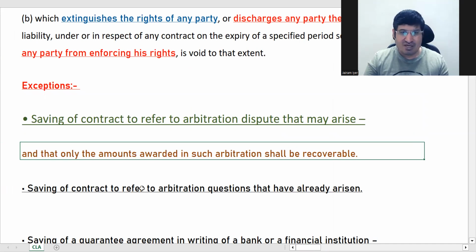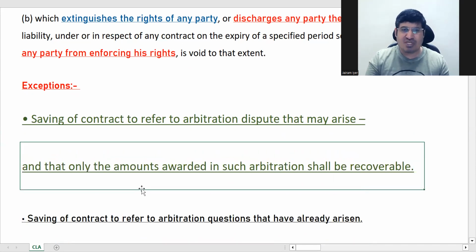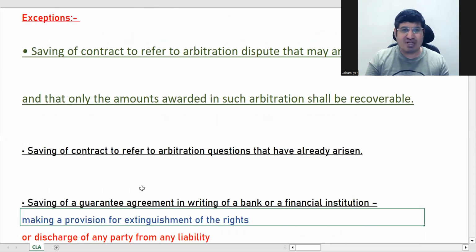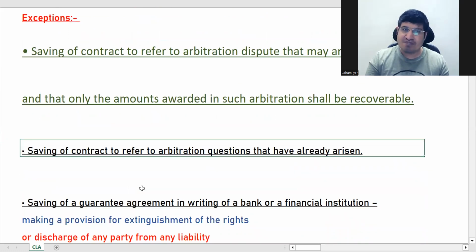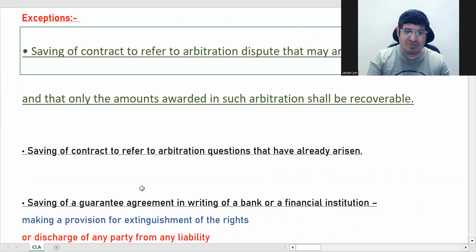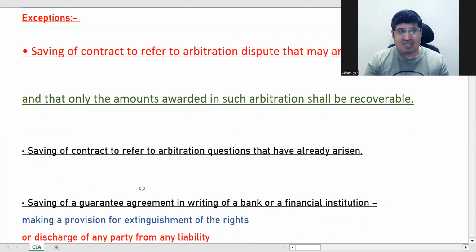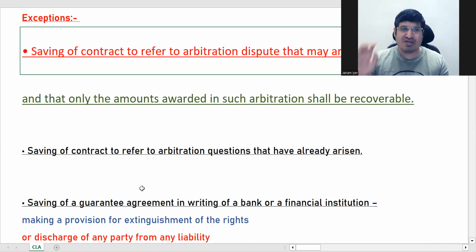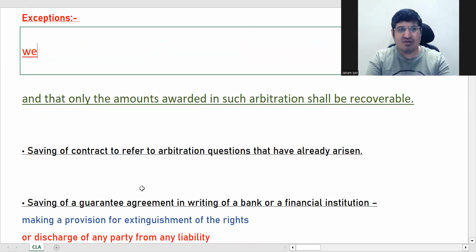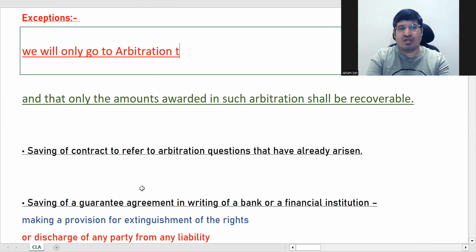And that only amounts awarded in such arbitration shall be recoverable. Okay, so the first point was what? Saving of contract to refer to arbitration. So referring to arbitration, you can say, stating that we will only go to arbitration. Basically, this means we will only go to the arbitration tribunal and nowhere else. This is okay.